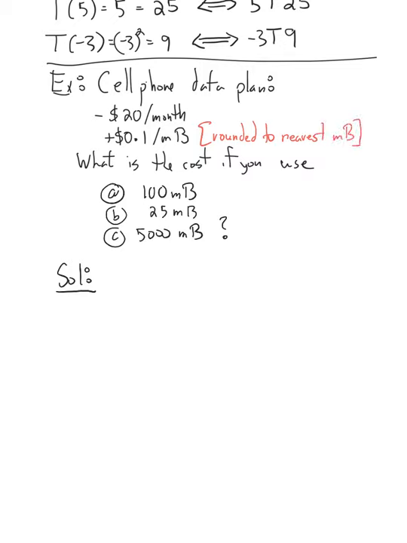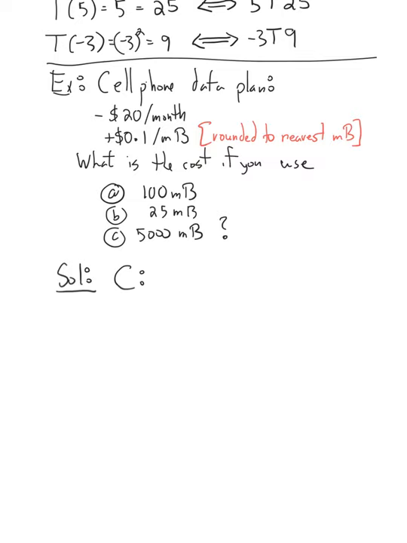Okay, so let's build our function C. So we need to pick a domain and a codomain. So if we look at this, well, what's our input? Our input is going to be how many megabytes we use. Well, what type of numbers, if it's rounded to the nearest megabyte, what type of numbers can we put in there? Well, we can just put in positive whole numbers.